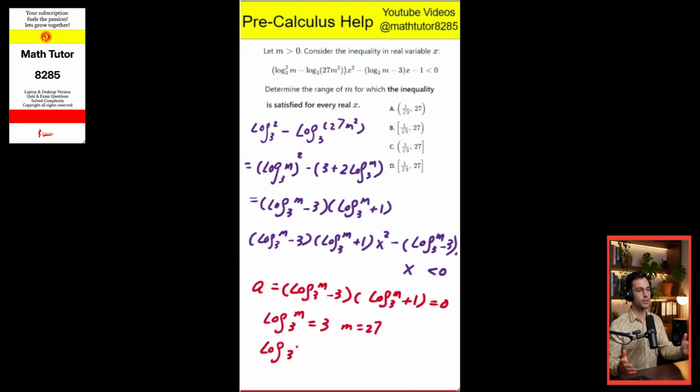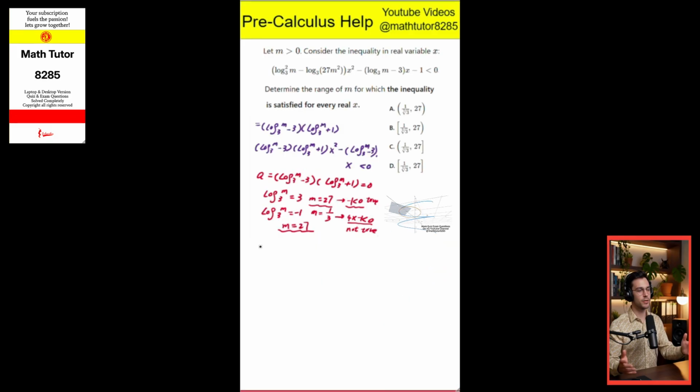Now, test each case. When m equals 27, the inequality reduces to simply negative 1 is less than 0, which is always true. So m equals 27 is acceptable. When m equals 1/3, the inequality becomes 4 times x minus 1 is less than 0, which is not true for all x. So that value of m must be excluded. Then, next step, solve the general case when the leading coefficient is not 0.